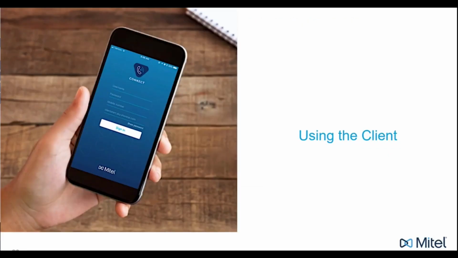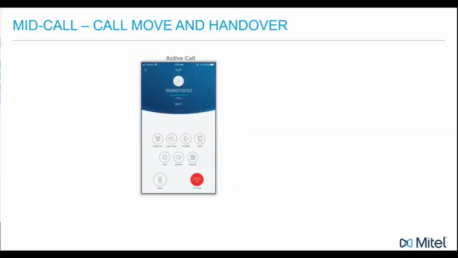Now let's explore how to use the Connect mobile client a bit more. First, we'll demonstrate the call move and handover feature. The call move feature allows you to move an existing call from your mobile device to your desk phone or other device configured for simultaneous ring using the move button. Pressing the handover button allows you to move your active call from the Wi-Fi network to the cellular network, or from the cellular network back to the Wi-Fi network.